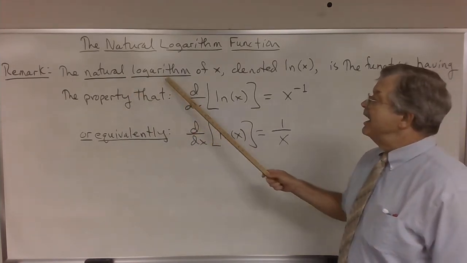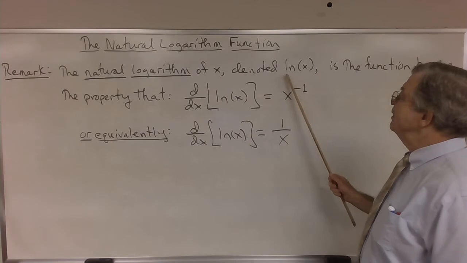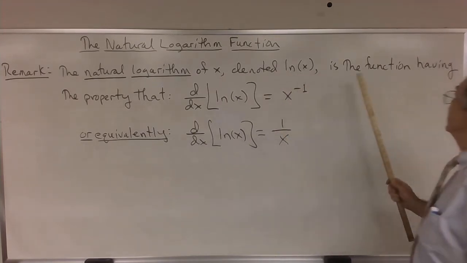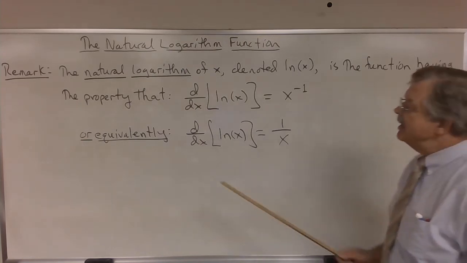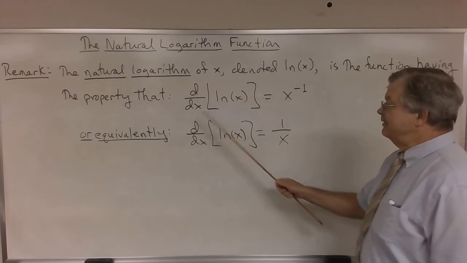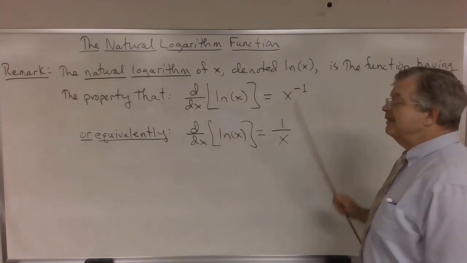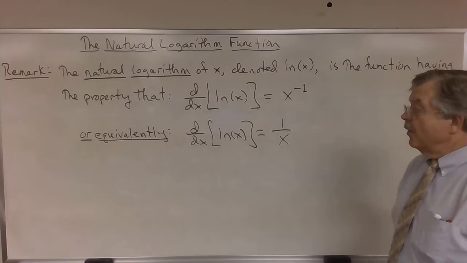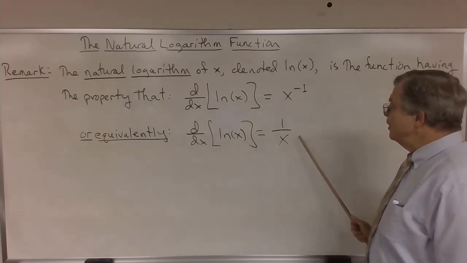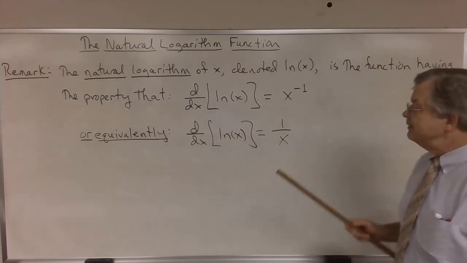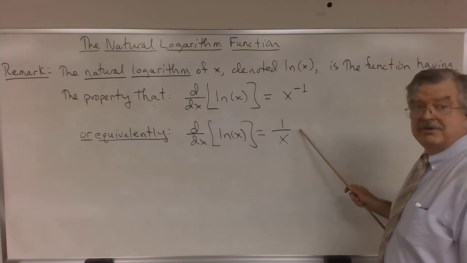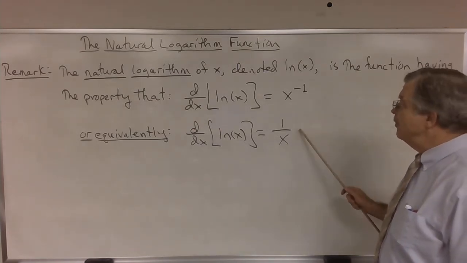The natural logarithm of x, denoted this way, ln of x, is the function having the property that its derivative with respect to x is x to the -1st power. Or equivalently, its derivative with respect to x is 1 over x. And I'll tell you something. Oftentimes we use this particular form, but both forms are proper.